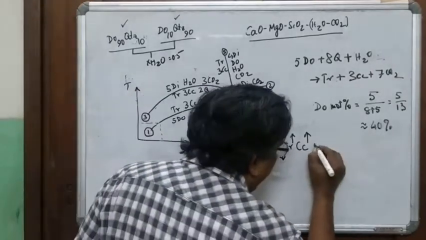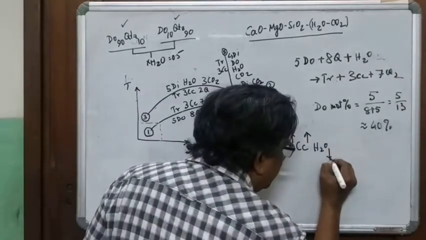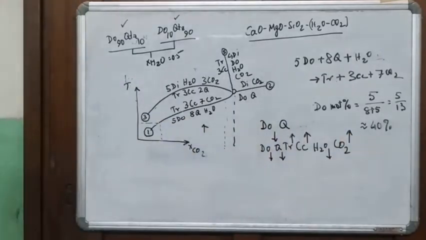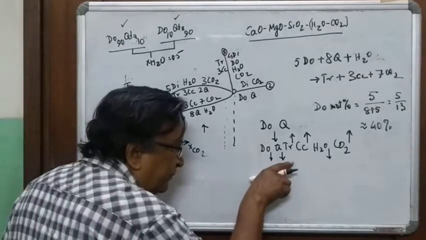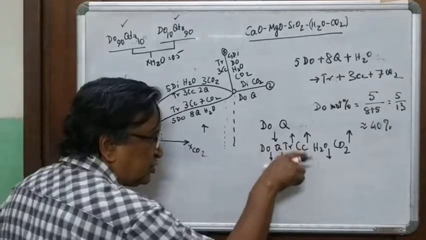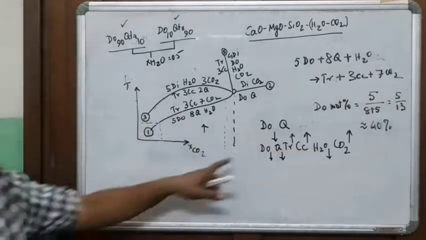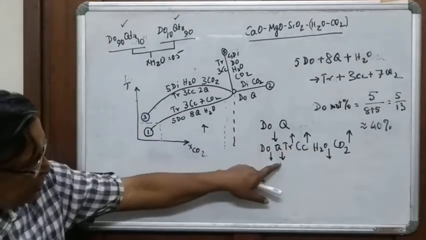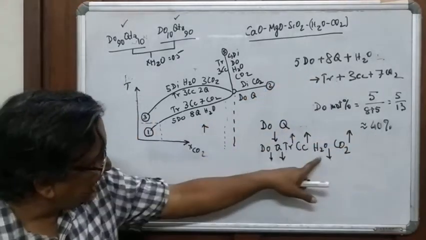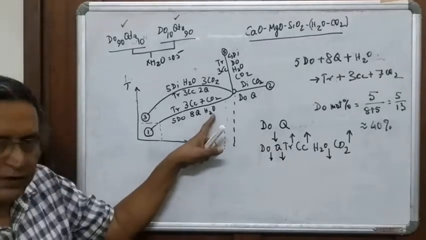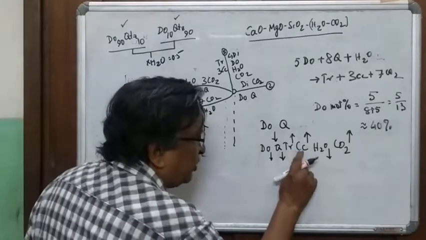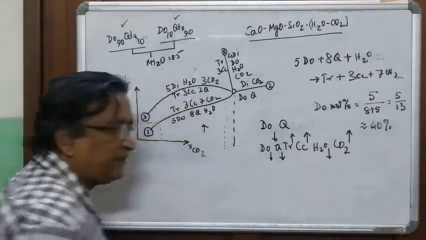See here, H2O will be consumed, CO2 will be liberated. There you go. All your reactants will go down. So dolomite proportion will go down, quartz proportion will go down in the proportion 40:60 or 5:8. H2O also will go down because H2O is being consumed. What will be produced? Tremolite and calcite in the ratio 1:3, and CO2 will be produced.